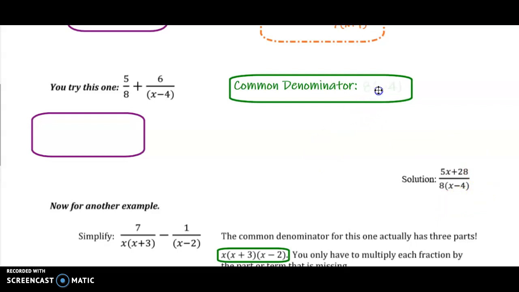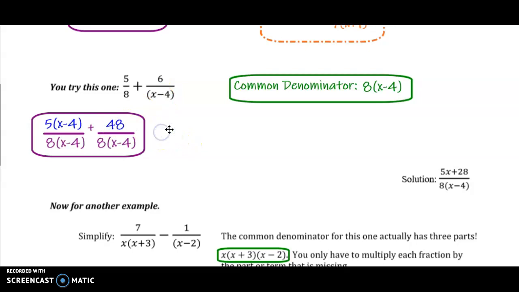So the common denominator is 8 times x minus 4. So you write out your two common denominators. For the first one, I have the 8, so I need to multiply the numerator and the denominator by x minus 4. So I have 5, that was already there, times x minus 4. For the second fraction, my denominator is x minus 4, so I still need the 8. I multiply the numerator and the denominator by 8. So that gives me 48.